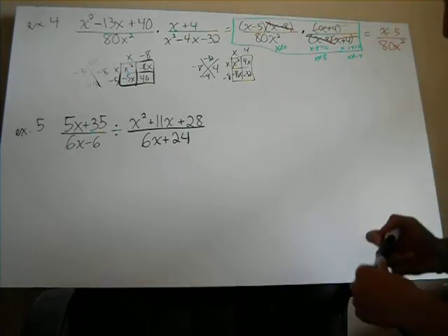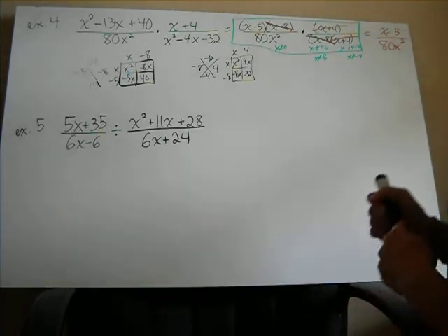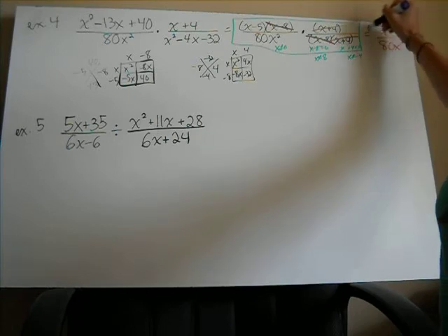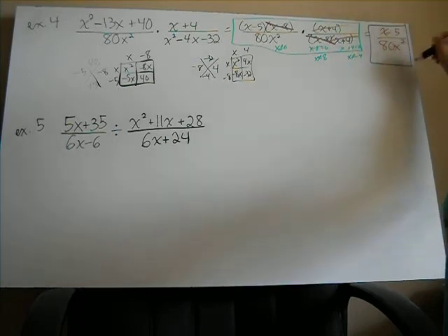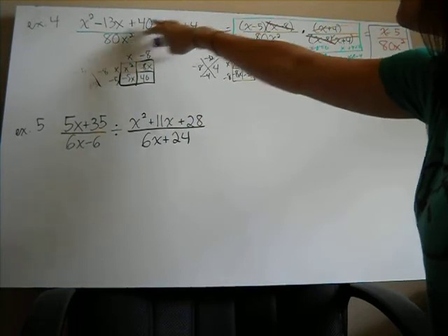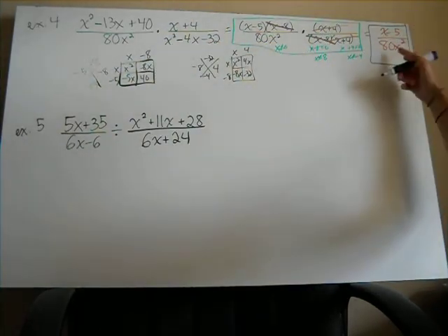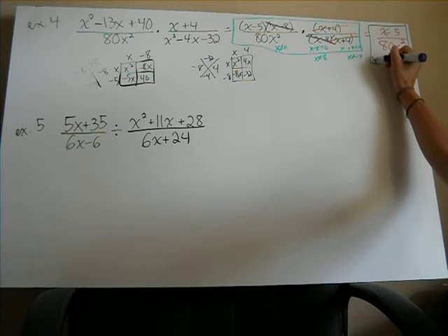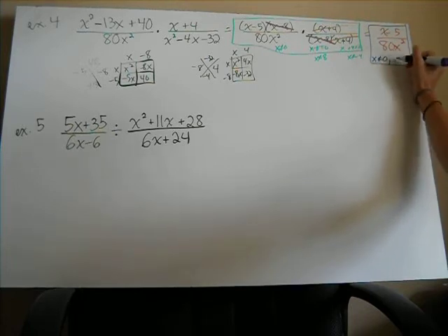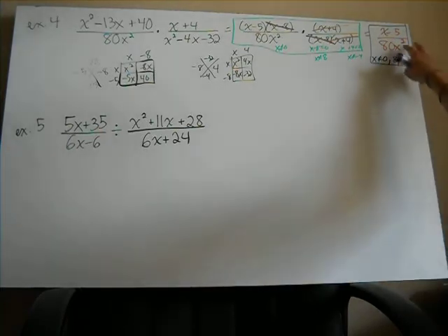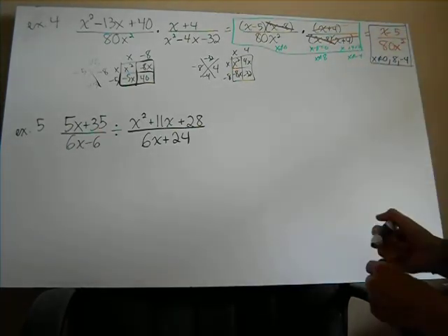So right over here is our solution. Really, solution is a word I don't like to use in this case. Technically, this is an equivalent expression. This is the simplified version of the problem you were given. So x minus 5 over 80x squared, where x cannot equal 0, 8, or negative 4. And that, altogether, is your final answer.